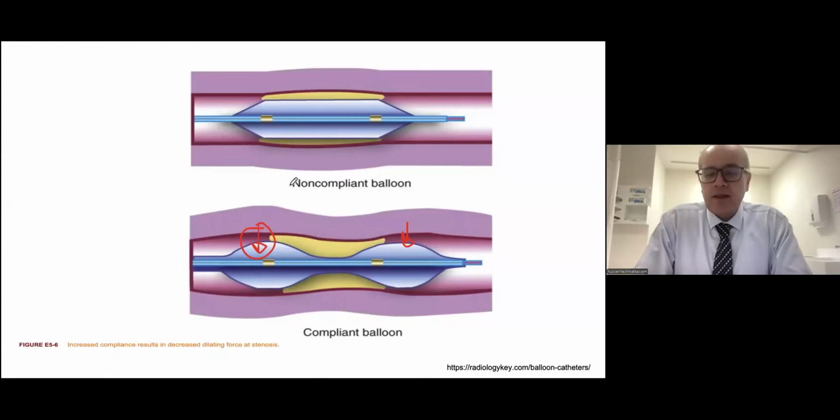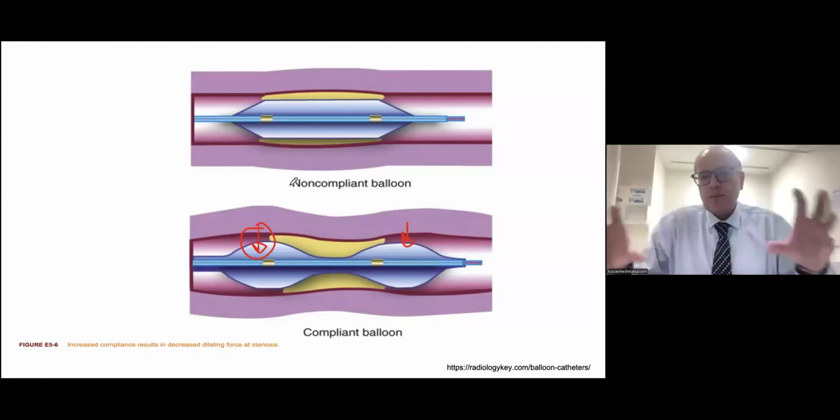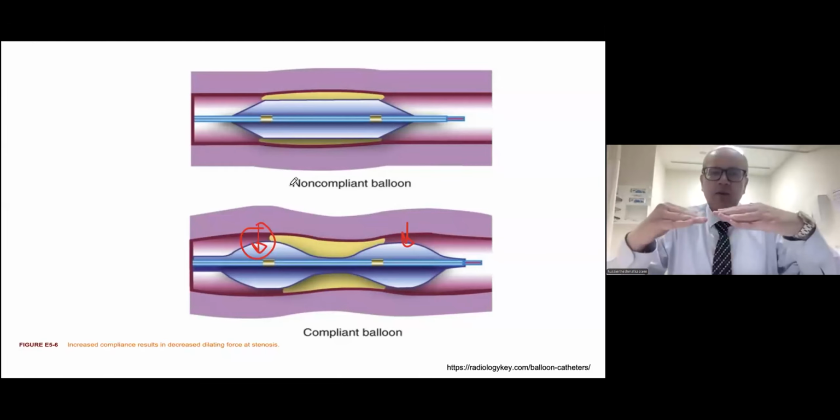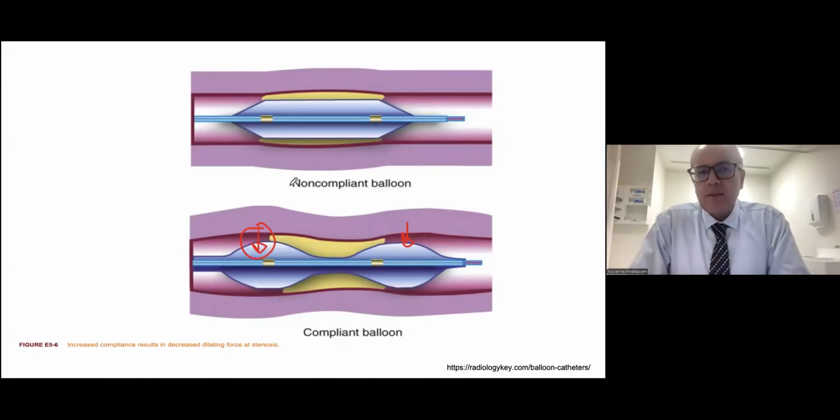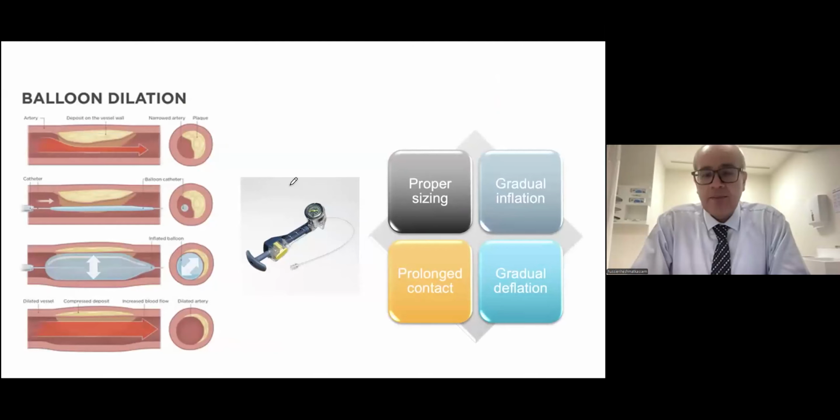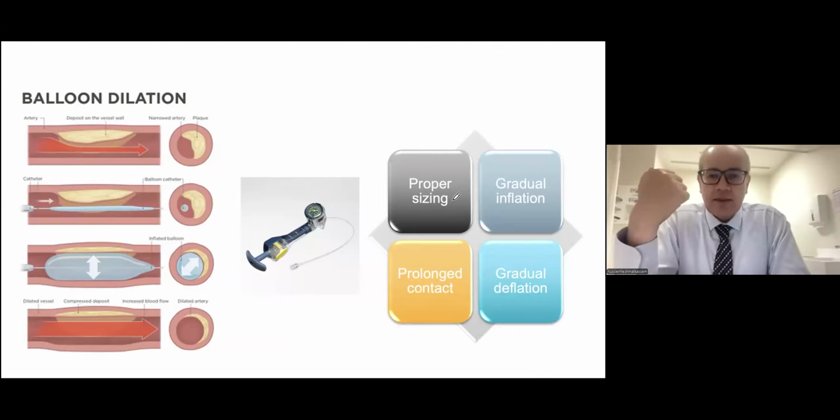Whereas with the non-compliant balloon, when you build up the pressure, it doesn't grow disproportionately. It will grow in a uniform way, and all the pressure will be transmitted into the atheroma, helping to break and rupture the atheroma. So my main focus is non-compliant balloons. And we learned the caveats along the way that improved the outcomes for drug-eluting balloons. Sizing is extremely important.